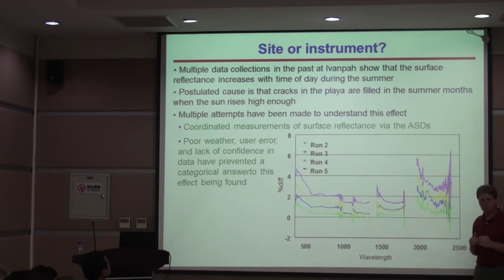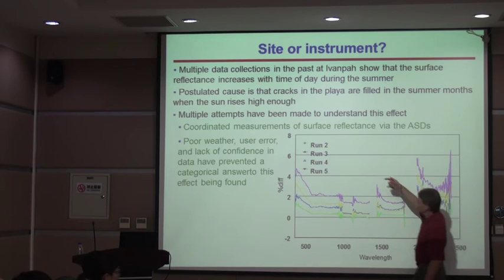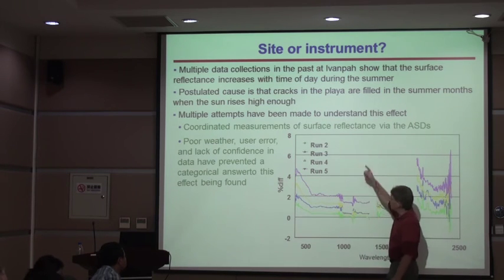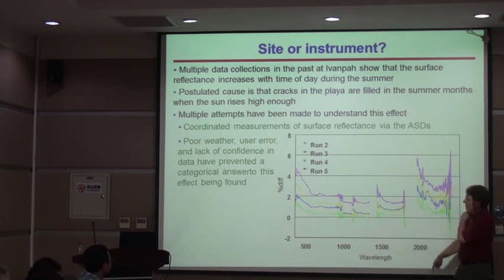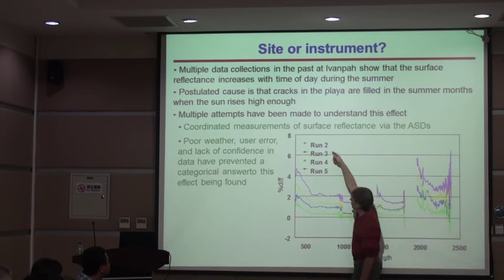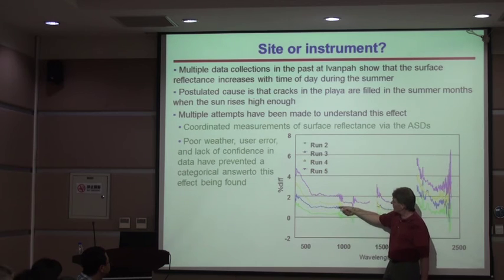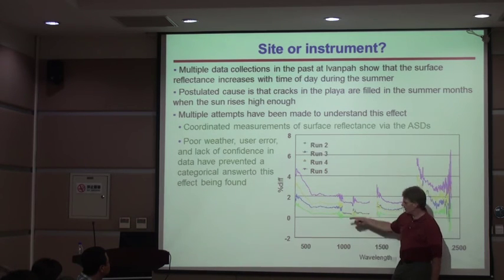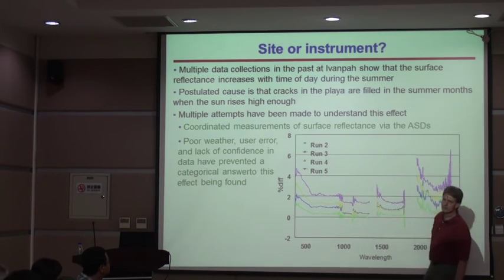Always went up. And so we said, well, let's take a small area and collect. So for each of these runs, the results are ratioed to the first run, and it's percent difference relative to that first collection. So runs 2, 3, 4, 5. The reflectance is increasing with time.